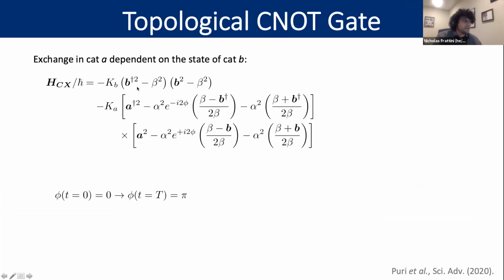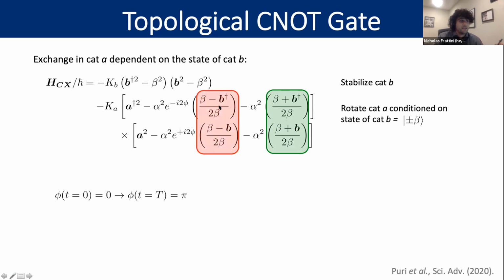So the CNOT gate, we need to exchange in cat A dependent on cat B. So here is a Hamiltonian. Shruti gives it to you and says, make it. And now you need to step back and ask, does it actually do what you think it does? So maybe one term at a time, you stabilize cat B. This is just the Hamiltonian that we had before. And then the next term is supposed to be the stabilization for cat A.